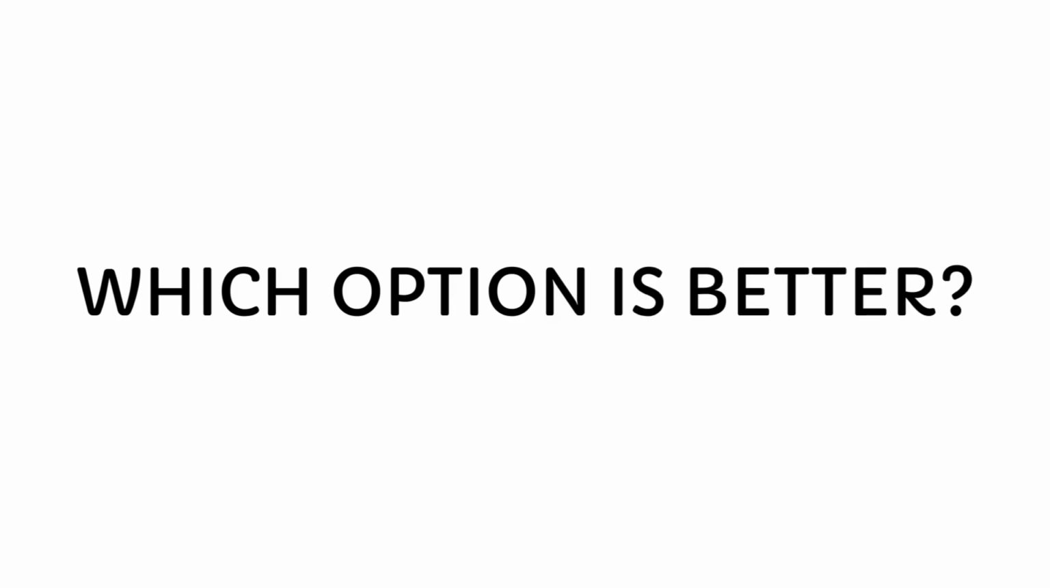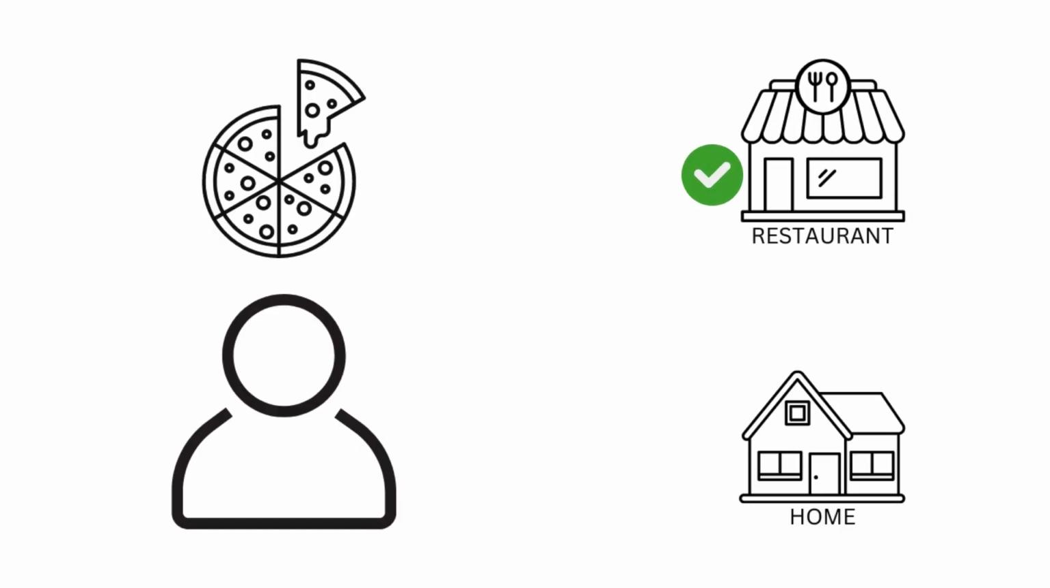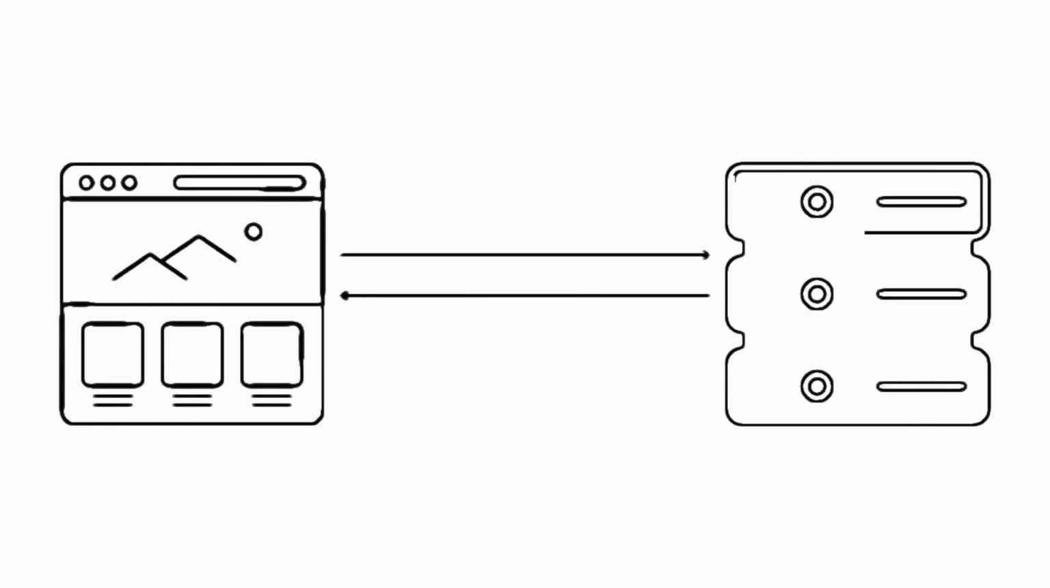Now, which option is better? Well, it really depends on the situation. If you're really hungry and want pizza pronto, ordering from the restaurant is probably your best bet. But if you've got some time to spare and enjoy the process of cooking, making it at home could be more satisfying. Now, let's relate this to web development.